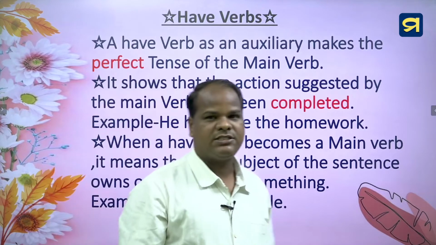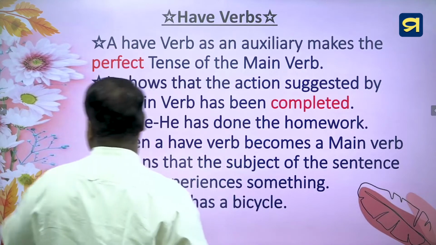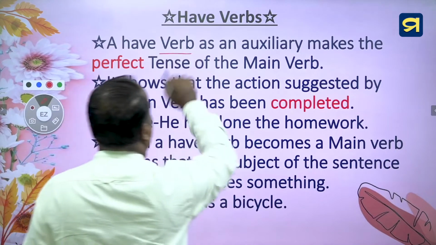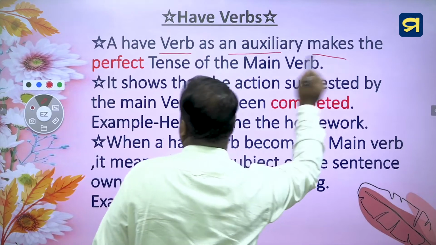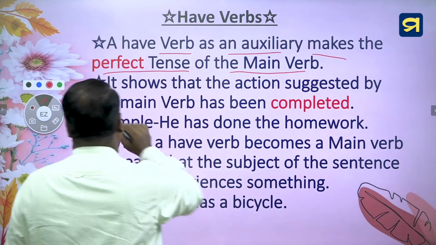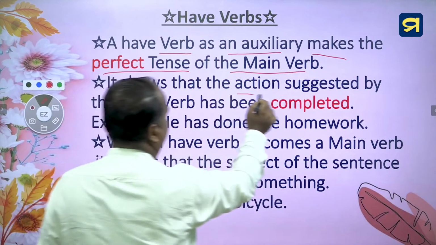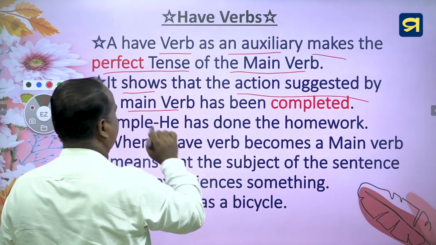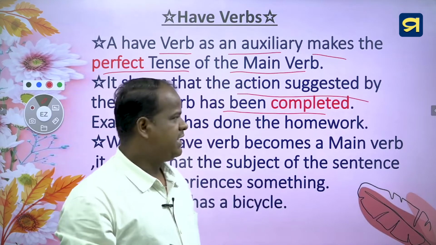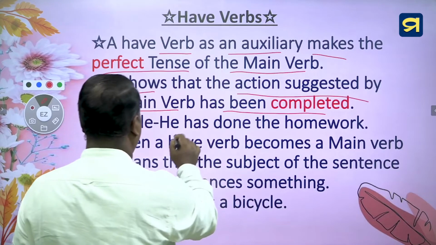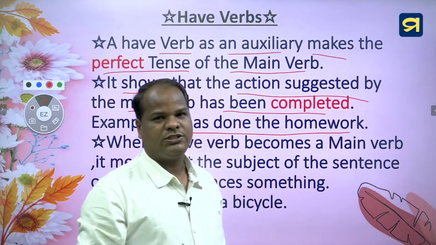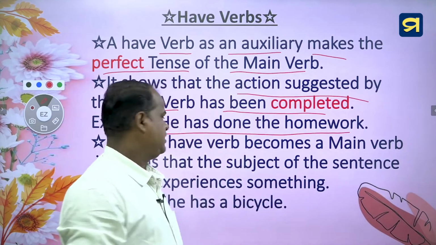Let's discuss about have verb. A have verb as an auxiliary makes the perfect tense of the main verb. It shows that the action suggested by the main verb has been completed. Thus, action is already completed. Example, he has done the homework. This sentence shows the action is already completed.